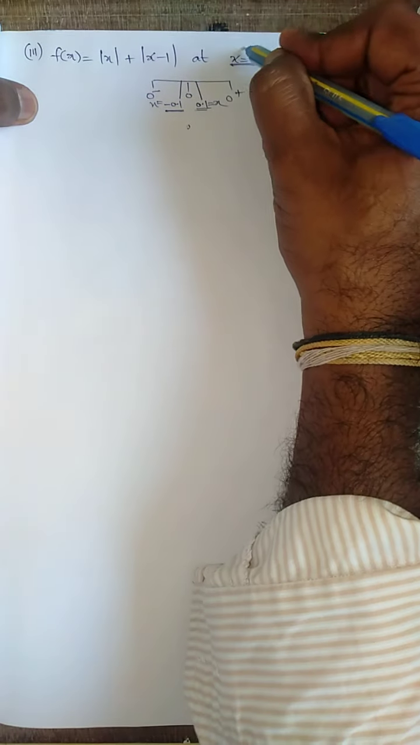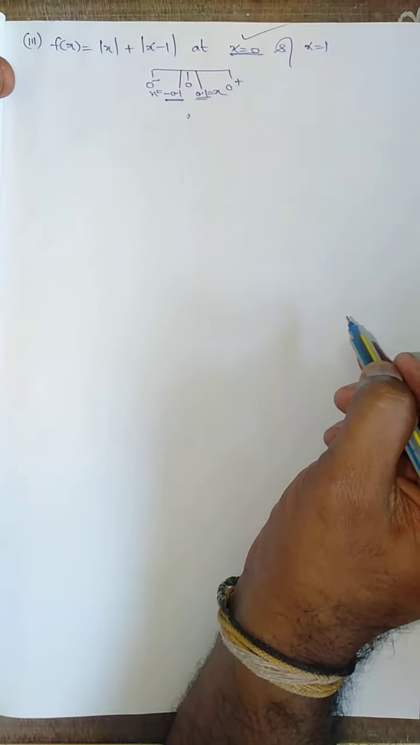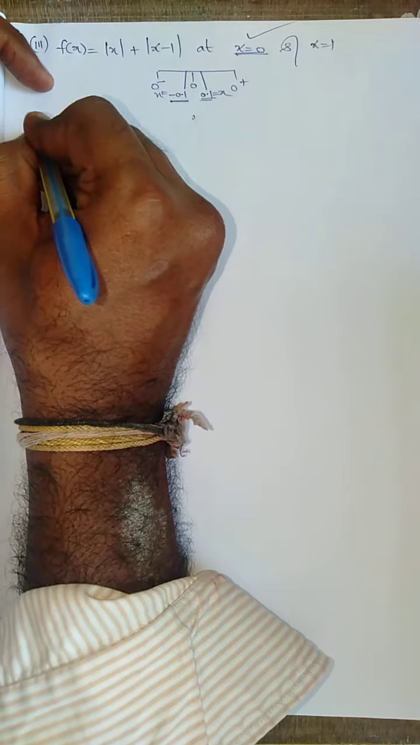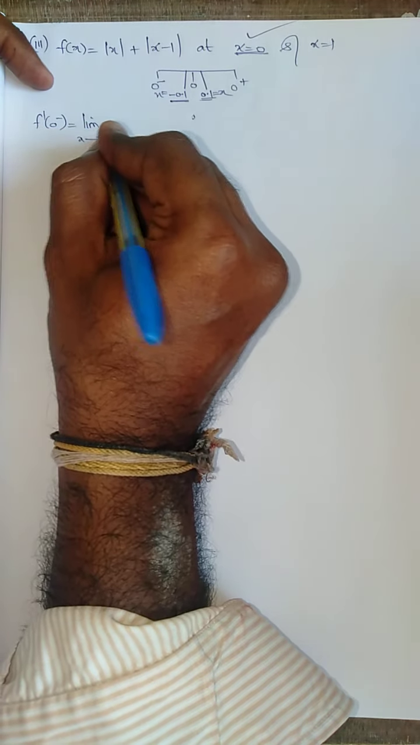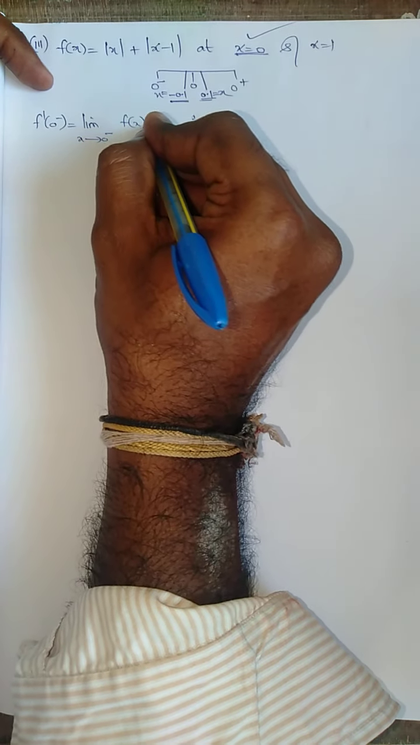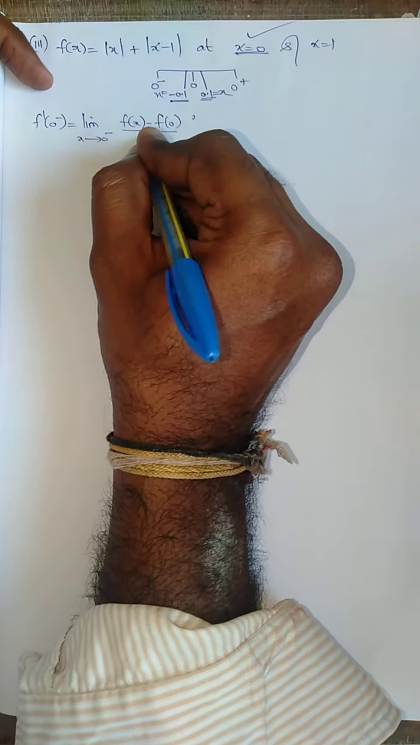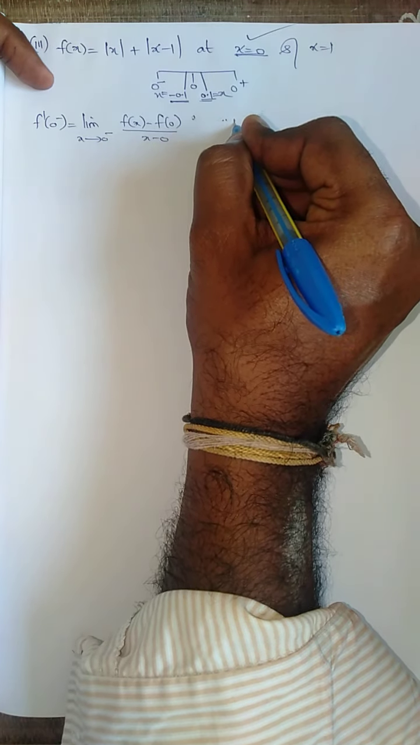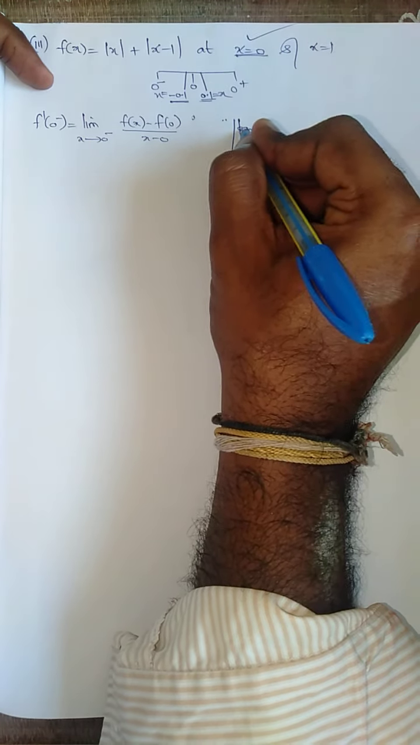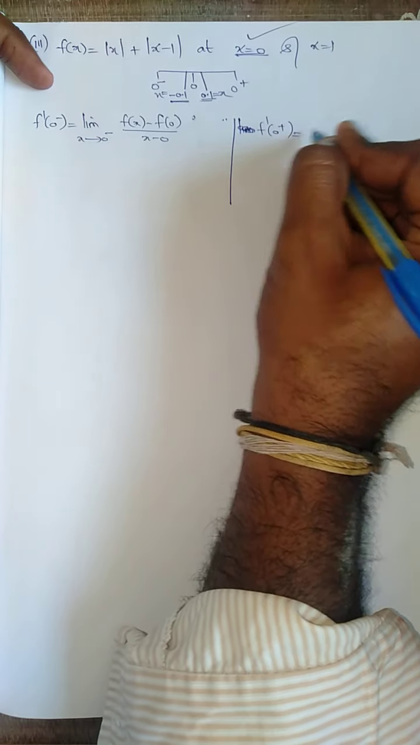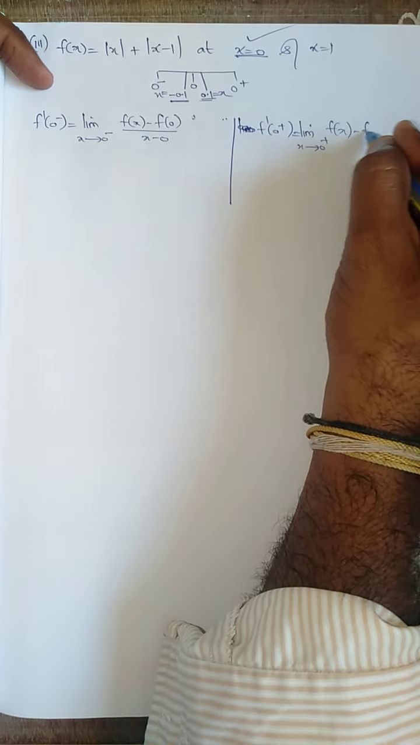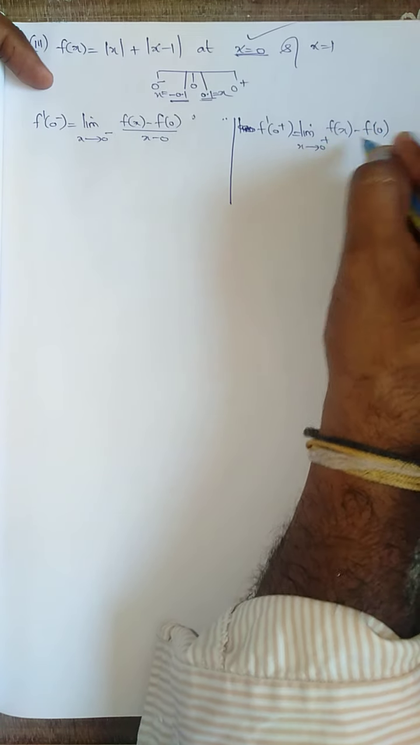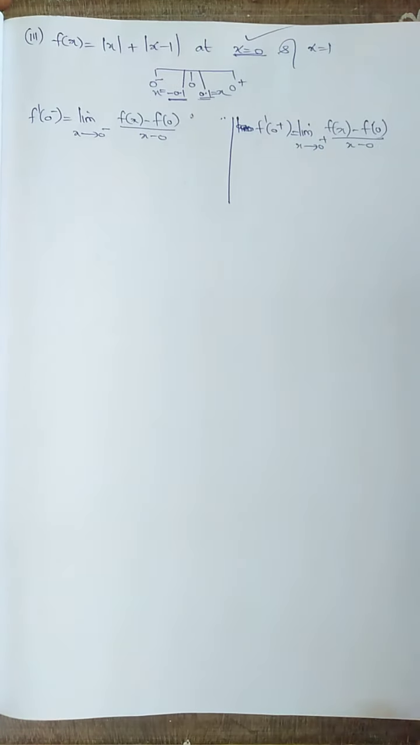Now first I need to find for x is equal to 0. First write the formula. What is the formula we need to write? f dash of 0 minus is limit x tends to 0 minus, f of x minus f of 0 divided by x minus 0. The same, another formula for the right hand: f dash of 0 plus is limit x tends to 0 plus, f of x minus f of 0 divided by x minus 0. Now we can start to write the modulus given.